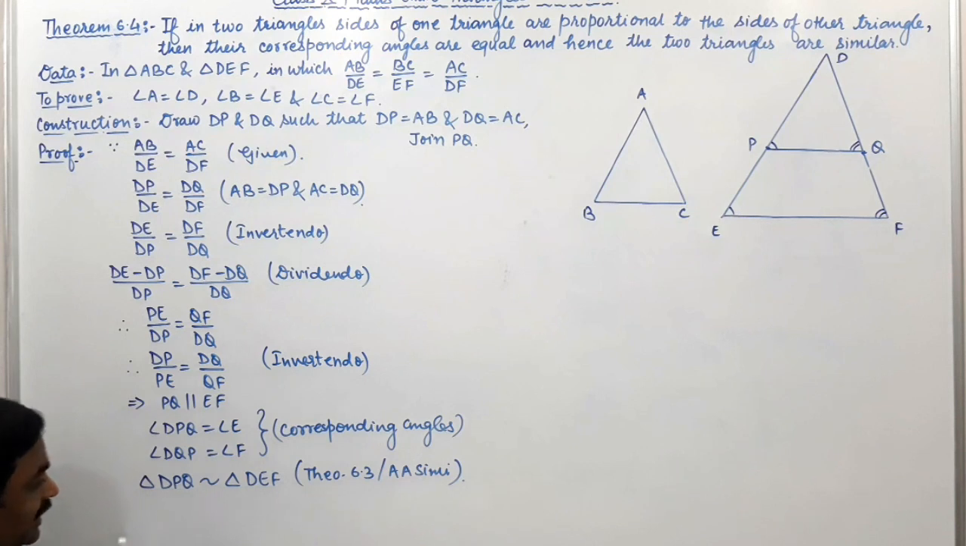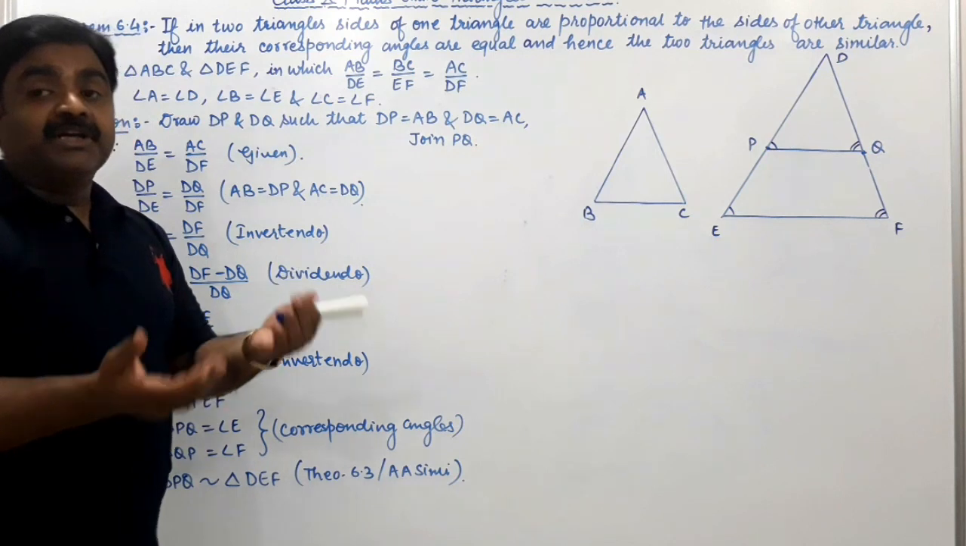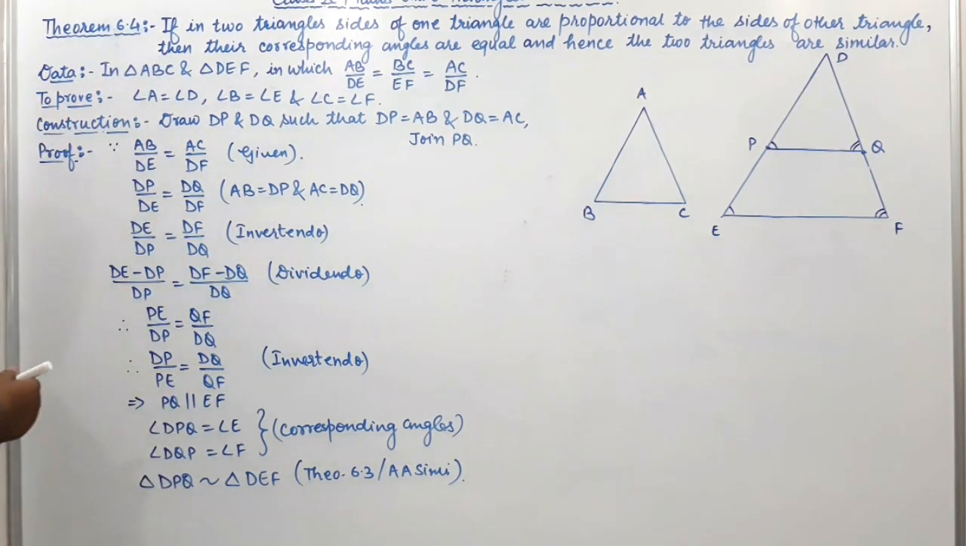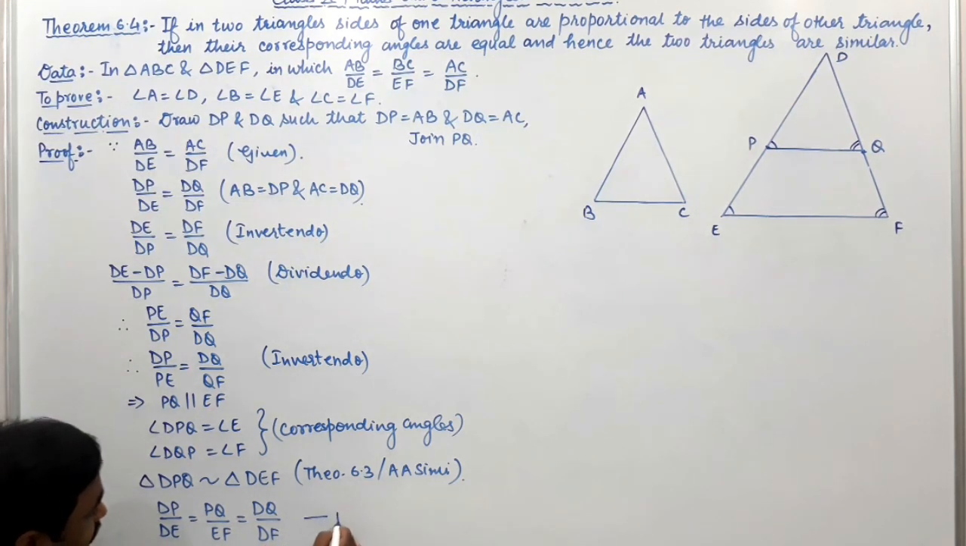If these two triangles are similar, their corresponding sides are in the same ratio. Corresponding sides means DP upon DE equals PQ upon EF equals DQ upon DF, right? This is equation number 1.